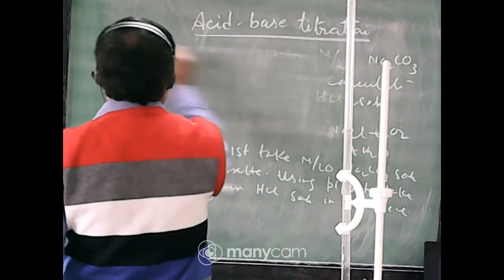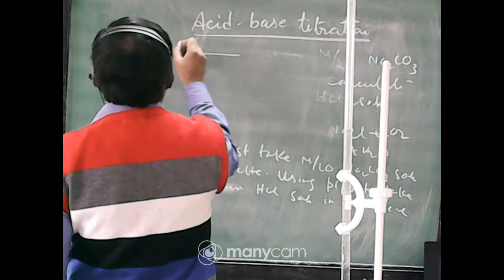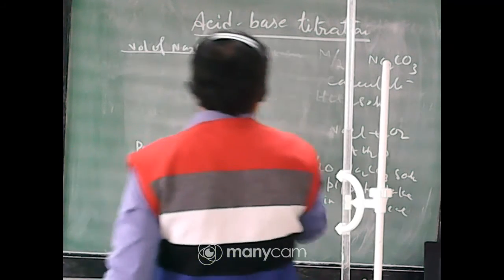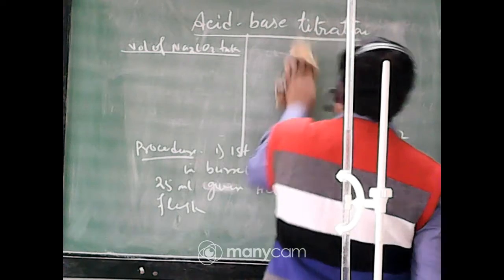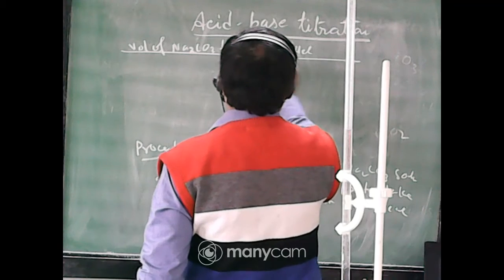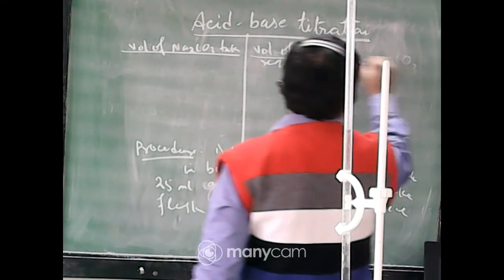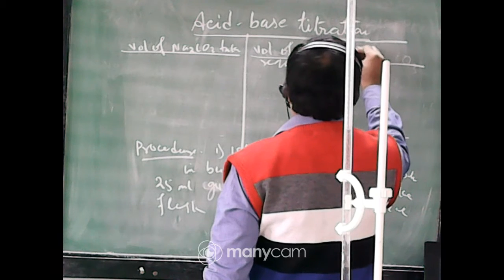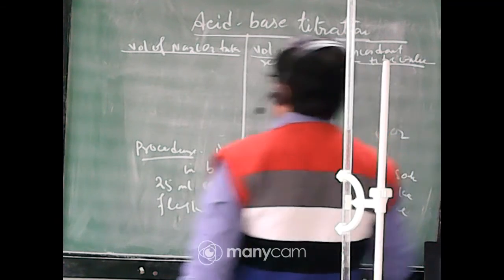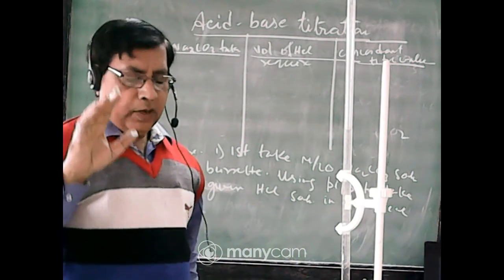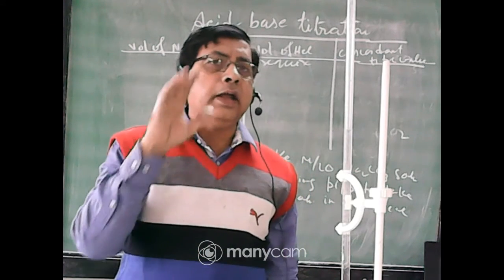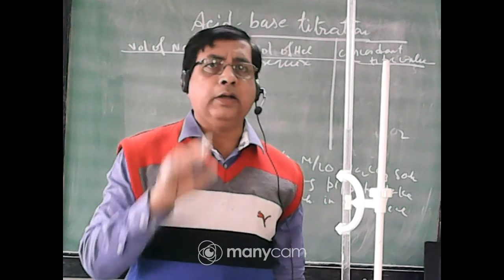First column, write volume of Na2CO3 taken. Second column, write volume of HCl required. Third column, concordant titer value. Titer value means, say you perform the experiment 4 times. Now 2 times you gave the same result. That will be the concordant value, not the average value, but the concordant value.